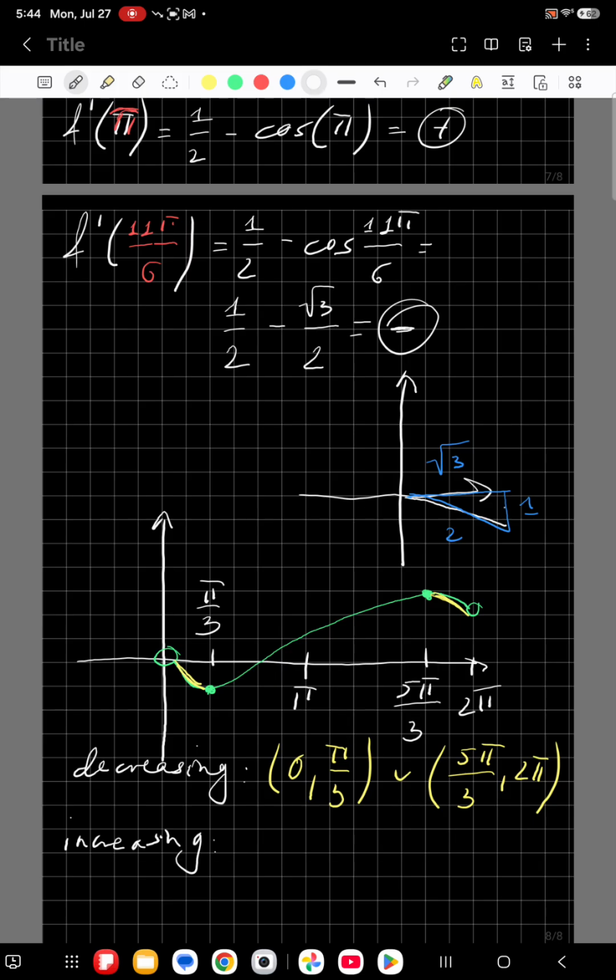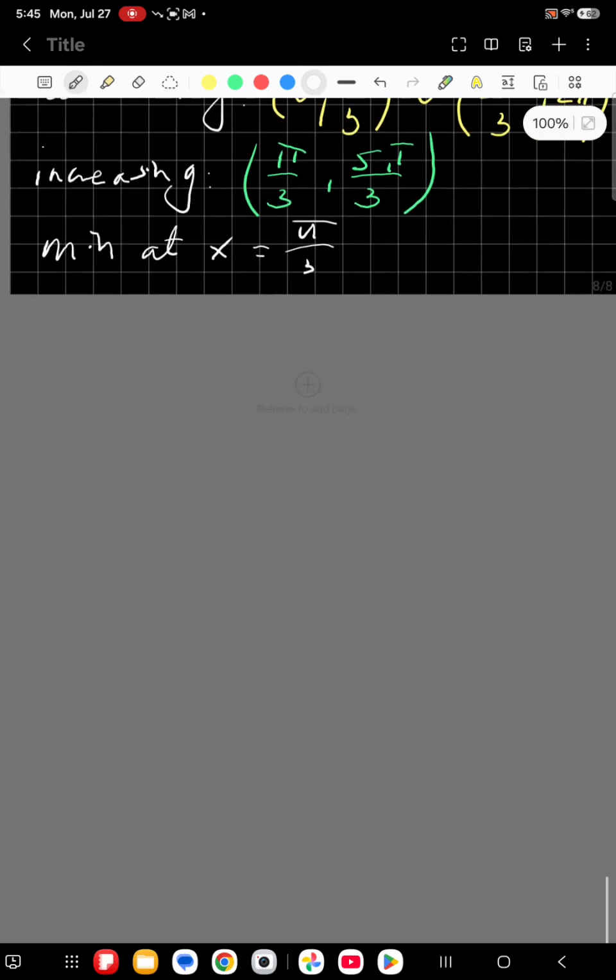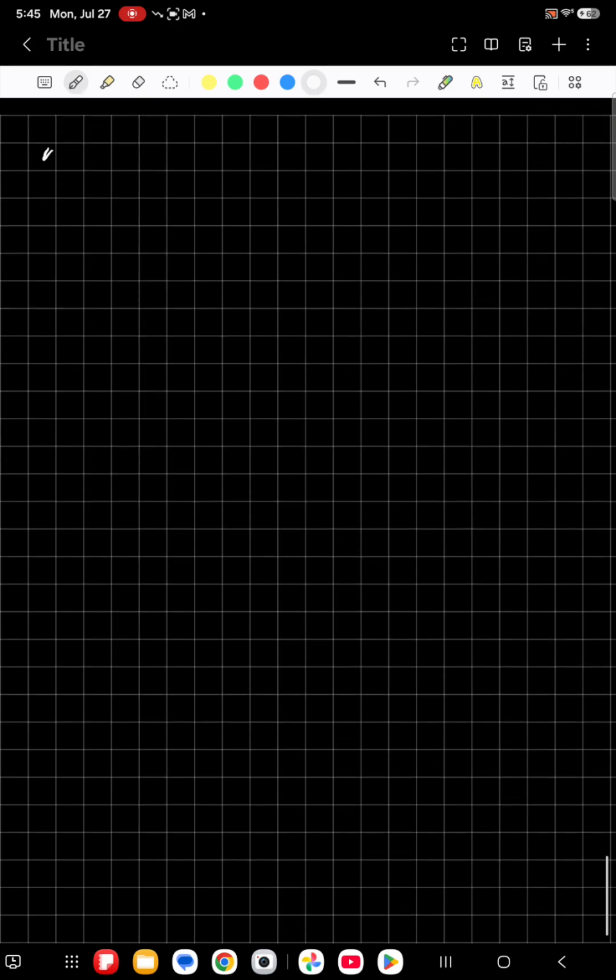And then increasing. All right, so that was green. Increasing was from pi over 3 to 5 pi over 3. Okay, so we have that, and then we have maximum and minimum. So minimum at x equals pi over 3, and then maximum at x equals 5 pi over 3.